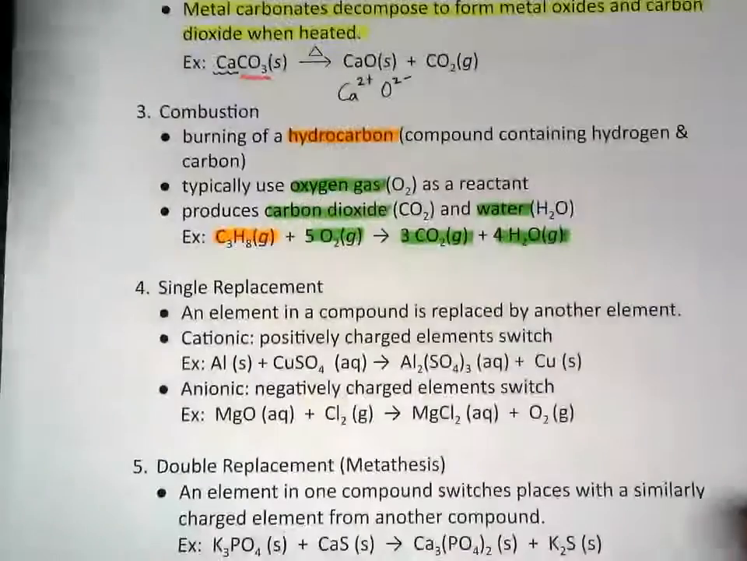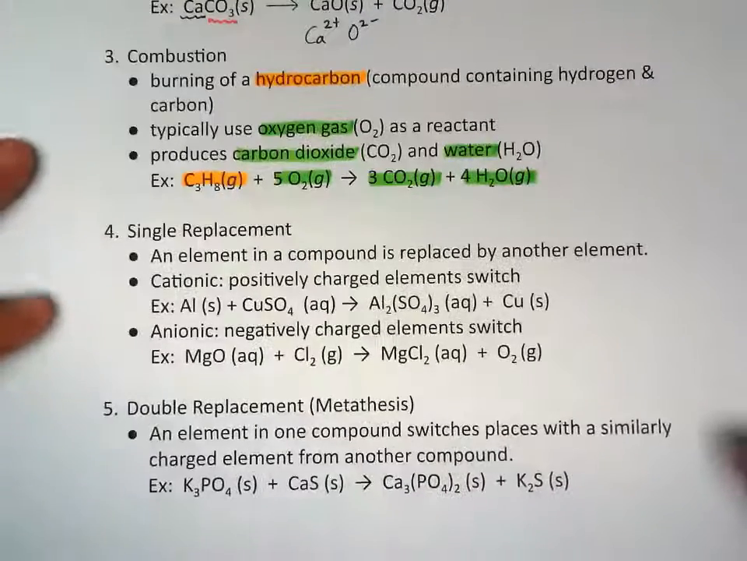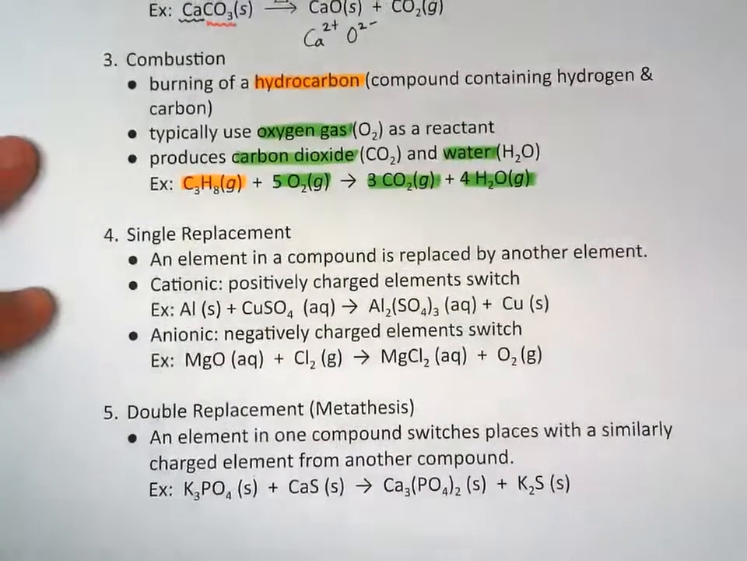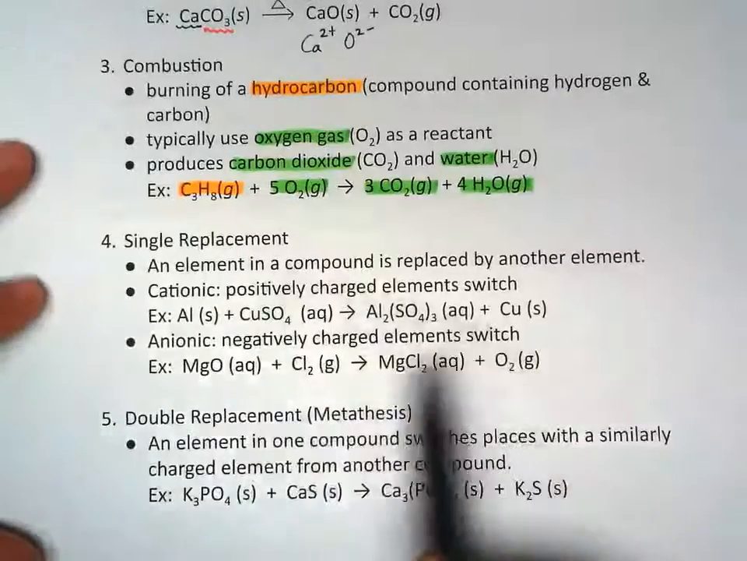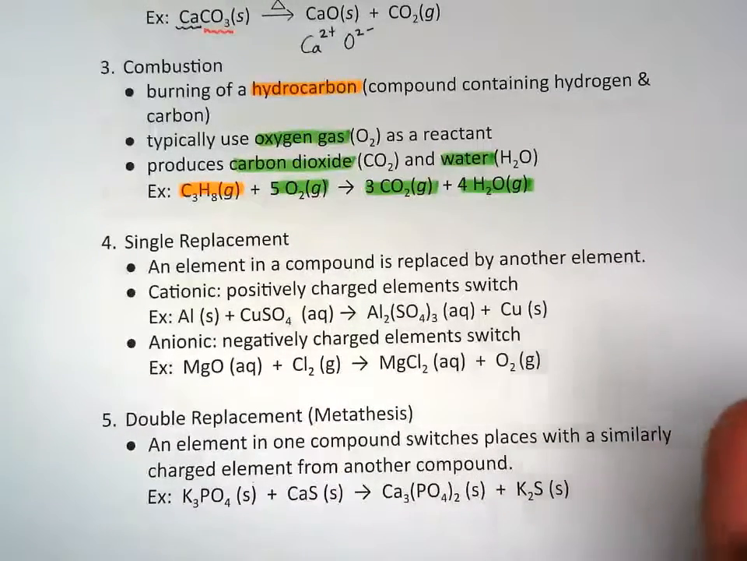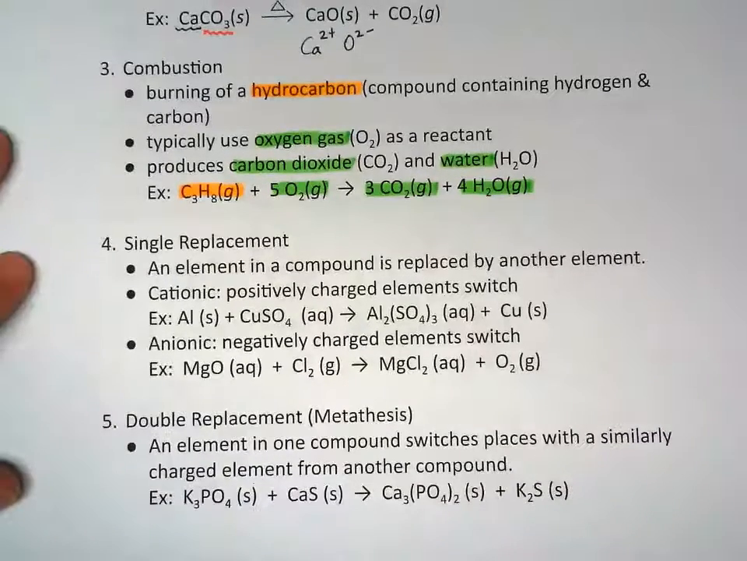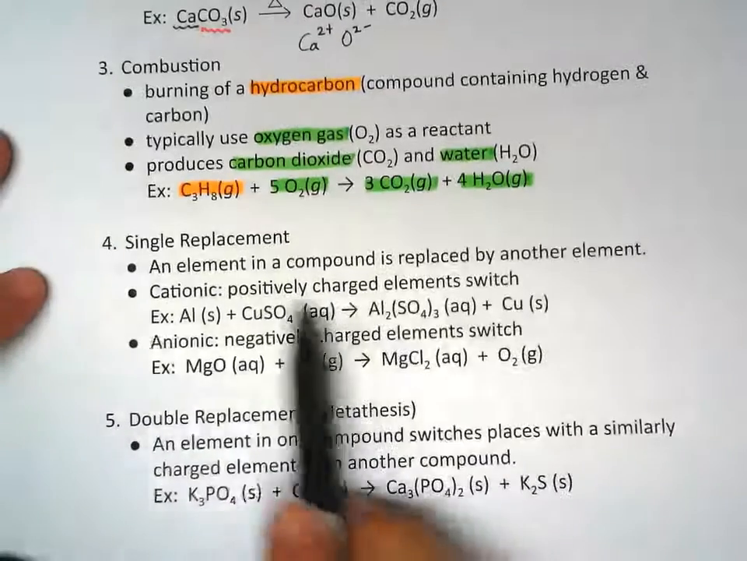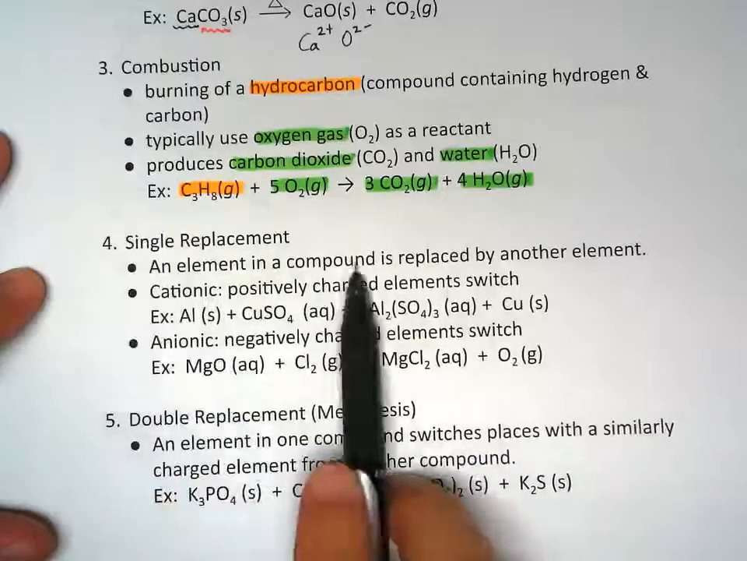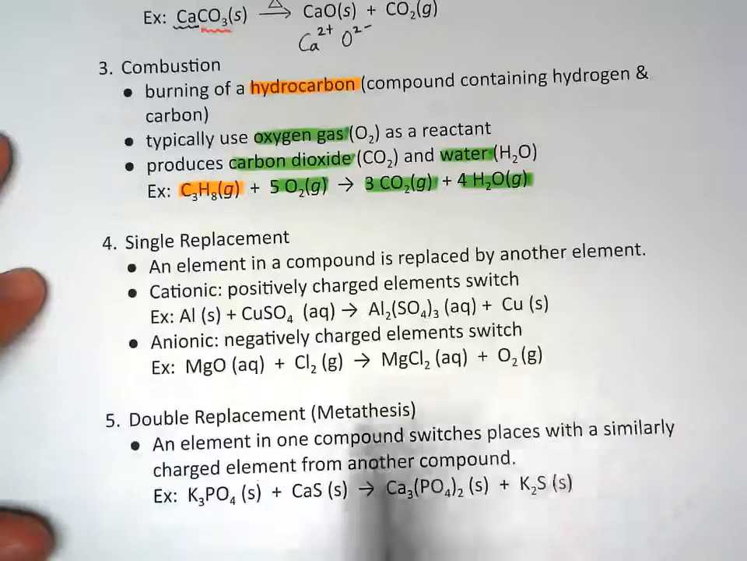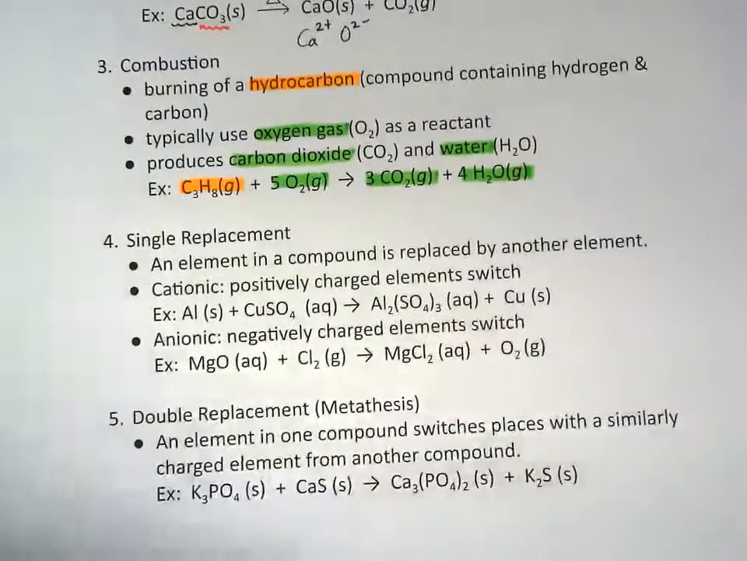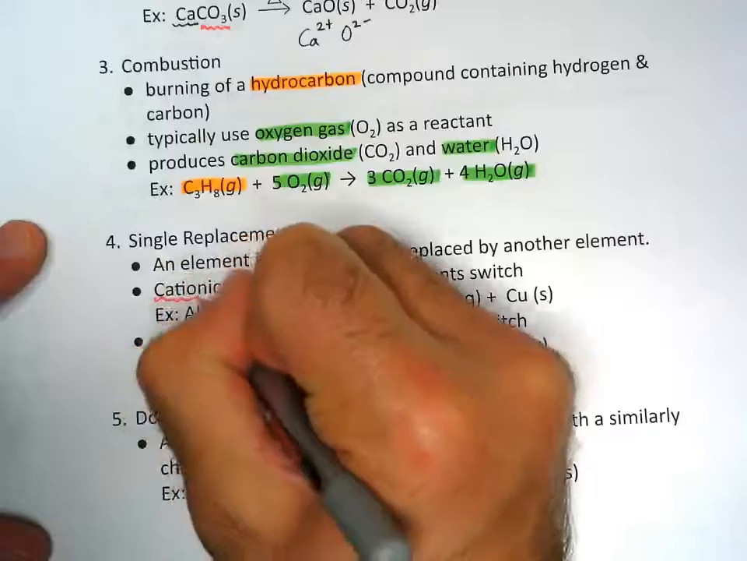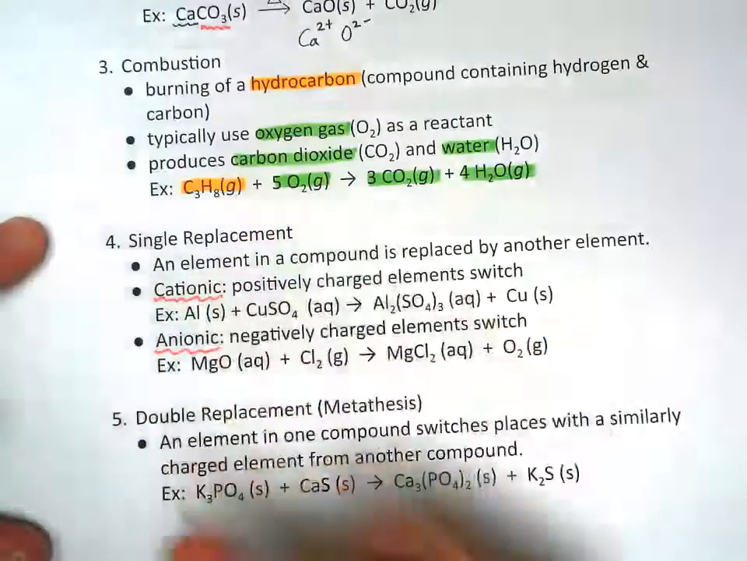All right, last two, ones we did in Chem 1 as well, single replacement and double replacement. So the single replacement, this is the one that I use the example of a couple, like a guy and a girl dancing, and then either a guy or a girl breaking in and taking the place. Okay, so an element in a compound is replaced by another element. There are two types of single replacement. There's cationic, and there's anionic.